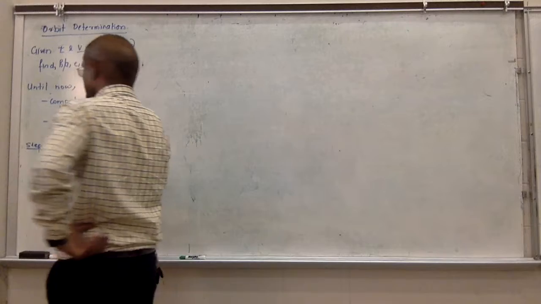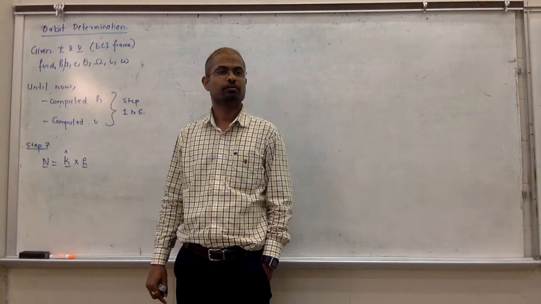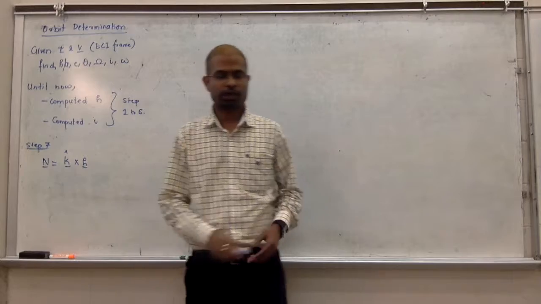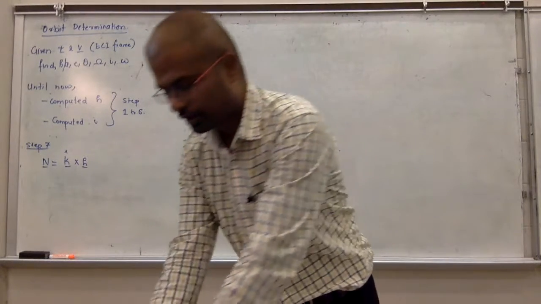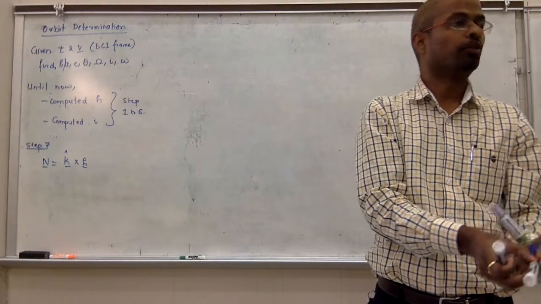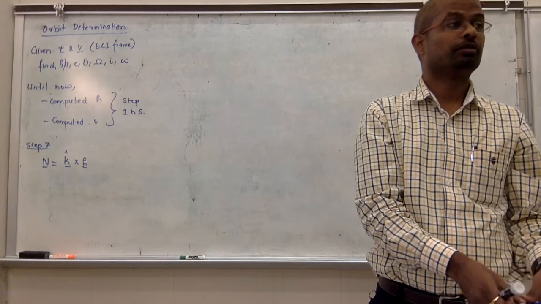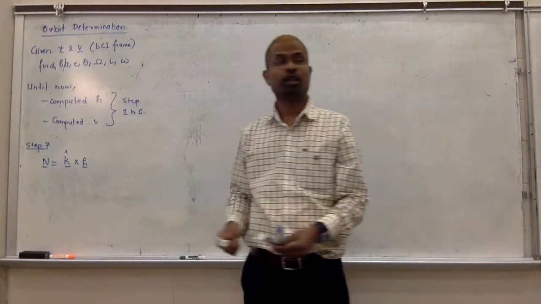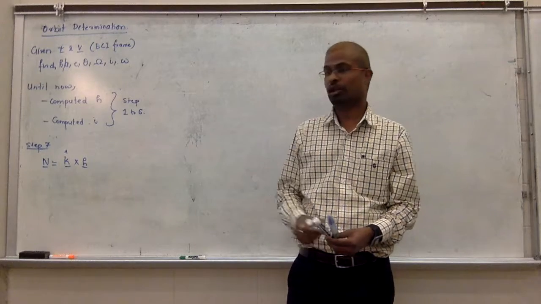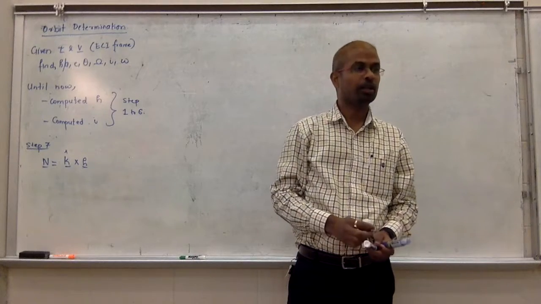Why is it K cross H? Why is it Z cross H? Because it's perpendicular to both K and H. Why is it not H cross K? What would H cross K be? It would be in the other direction. You understand why that is the case?